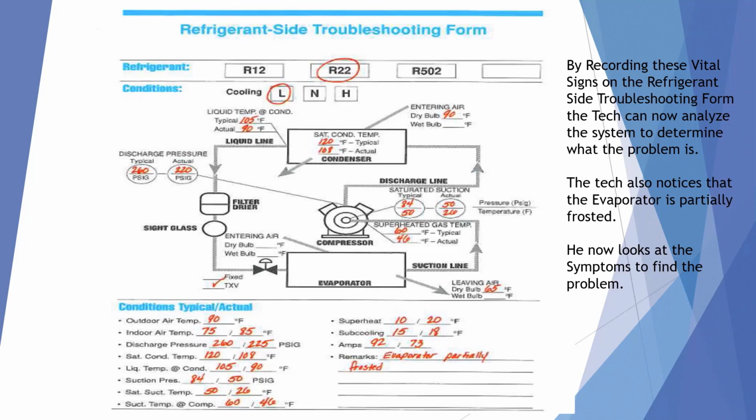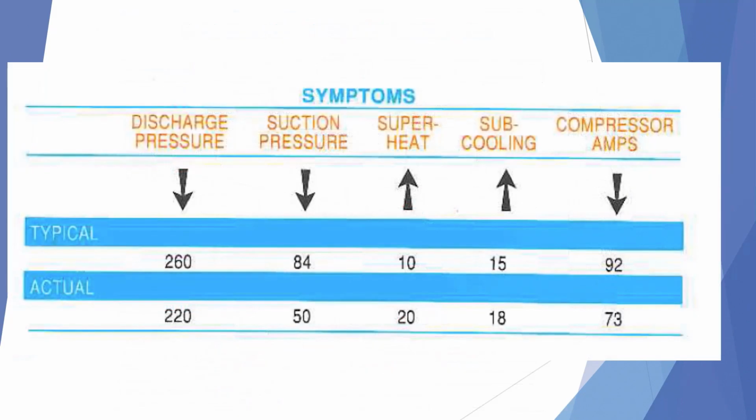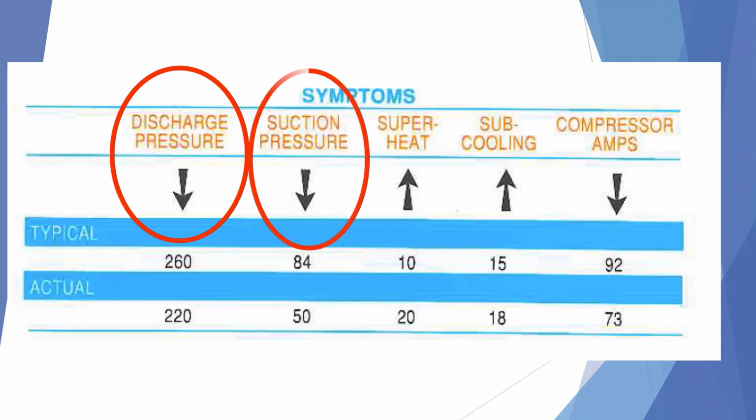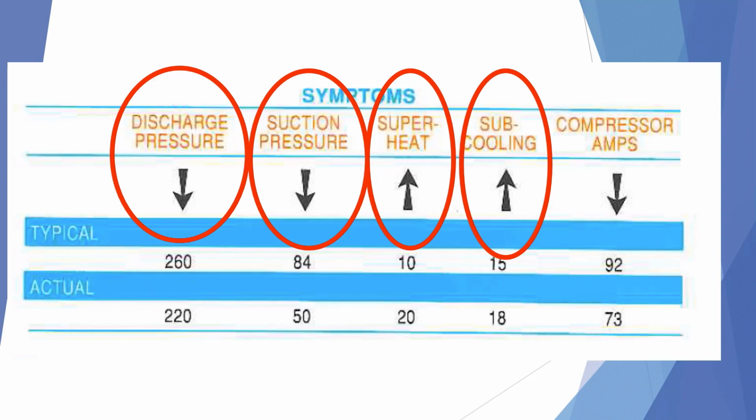The tech also notices that the evaporator is partially frosted. He now looks at the symptoms to find the problem. Looking at the symptoms, we find that our discharge pressure is lower than normal, our suction pressure is lower than normal, our superheat is higher than normal, our subcooling is higher than normal, and our compressor run amps are lower than normal.